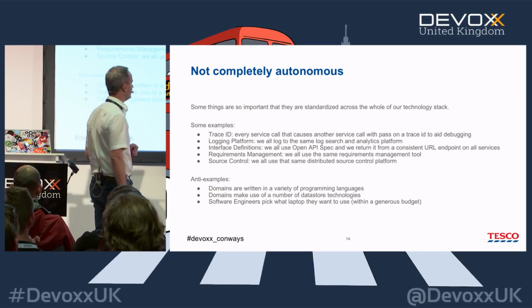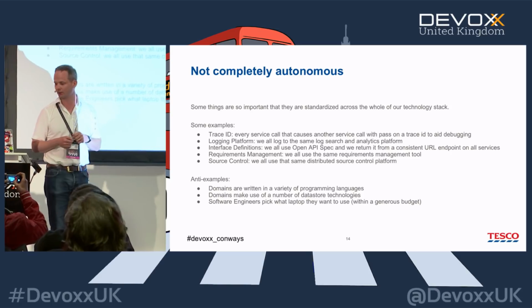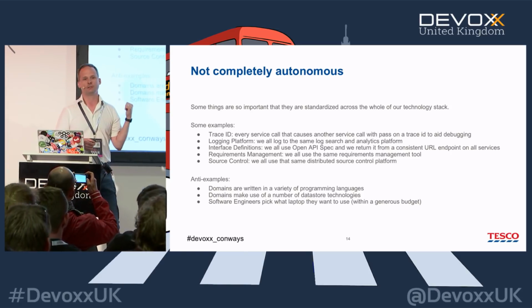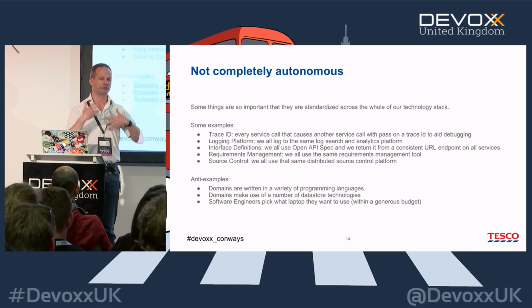It's quite difficult to debug this stuff without it. So we said everyone has to accept a Trace ID and pass it on so that we can do that. Our logging platform's similar, so we use Splunk. Everyone puts their logs into Splunk so we can start to do some analysis across services.